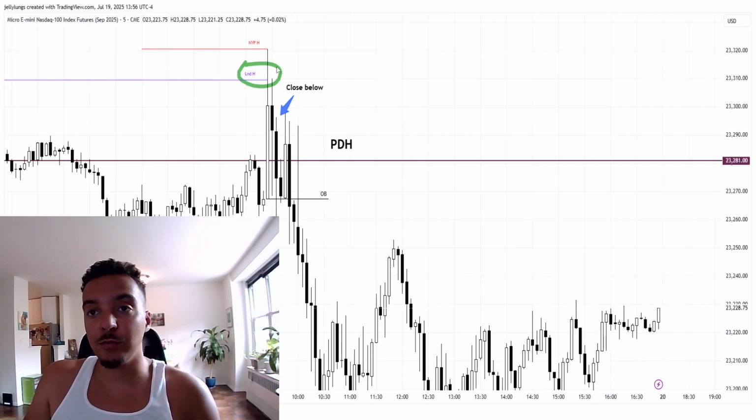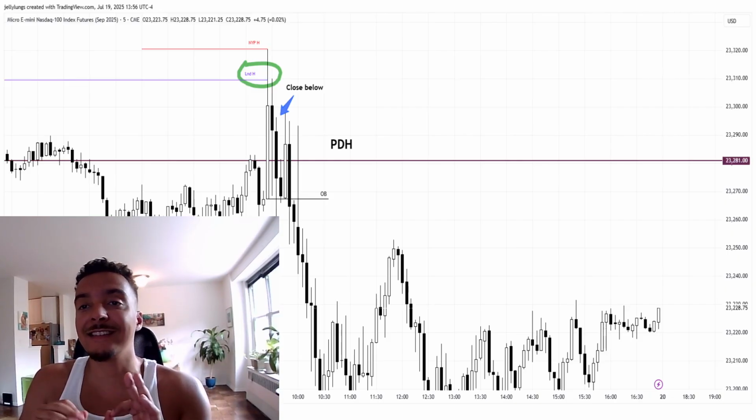There's more confirmation for me. So I want to see a respect. It didn't want to close above. Perfect. Grab liquidity. Perfect. And then relatively equal lows. Perfect. This is an A+ setup.